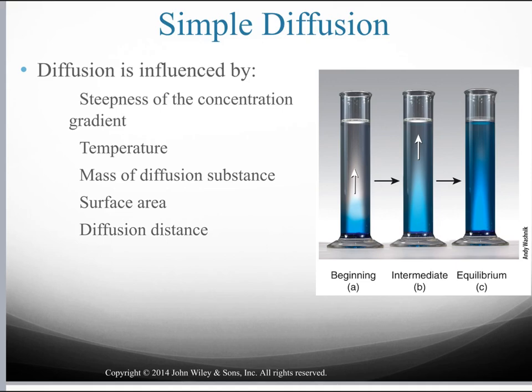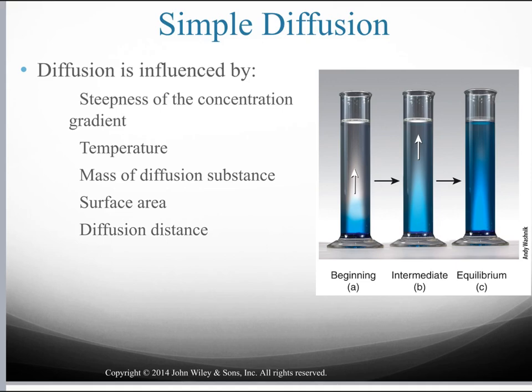Let's talk about simple diffusion and what can influence the rate at which diffusion occurs and how we reach equilibrium. So we start with A, the beginning. So we see all the blue dye at the bottom. Over time, it's going to start diffusing upwards to reach equilibrium until we hit full equilibrium where that blue dye is equally distributed through the entire cylinder of water.